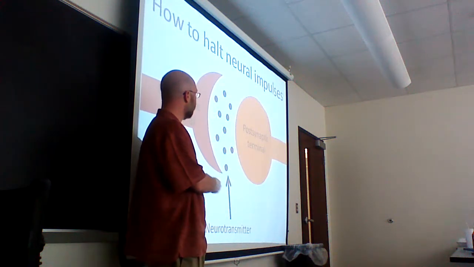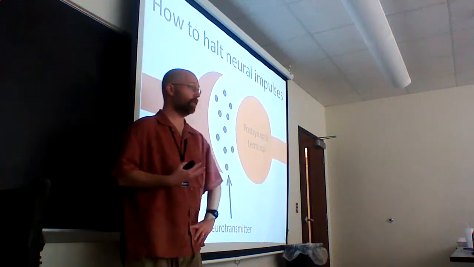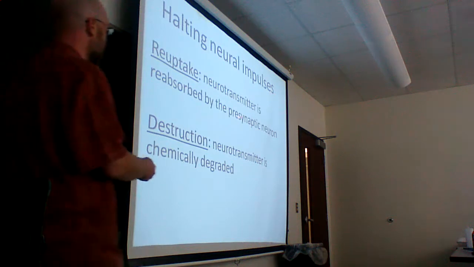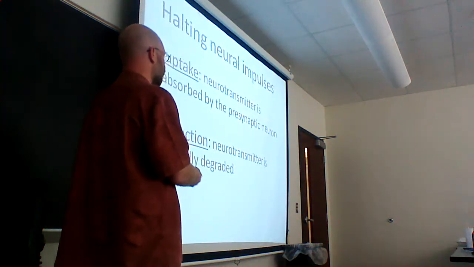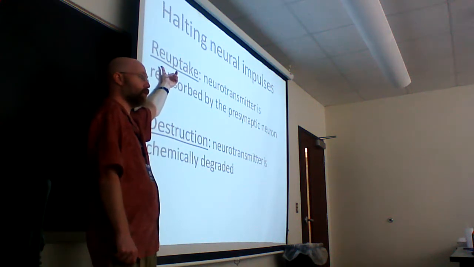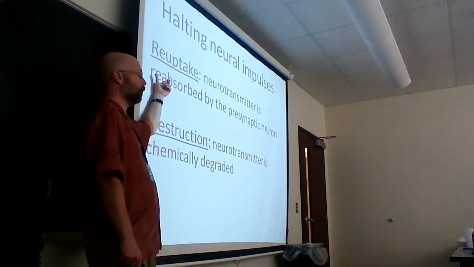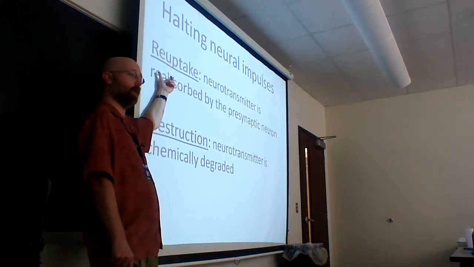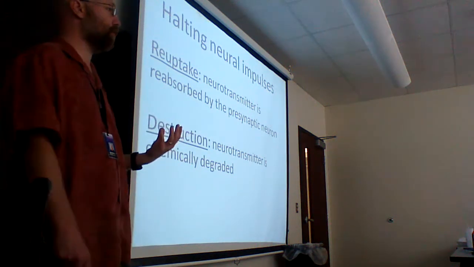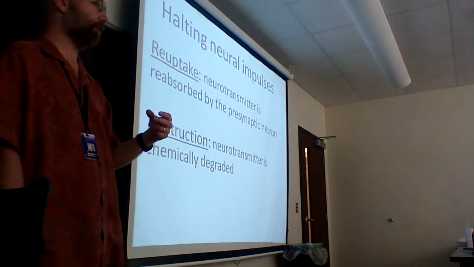You have to clear the cleft, though, in order to close these ligand-gated channels. Does that make sense? Two ways to do it. The first way, you take it and put it back into the presynaptic terminal. That's called reuptake. This is a term you will probably run into in medicine because there's a whole class of drugs that are reuptake inhibitors. A reuptake inhibitor prevents reuptake of the neurotransmitter, and so it keeps those neurons on. Does that make sense?